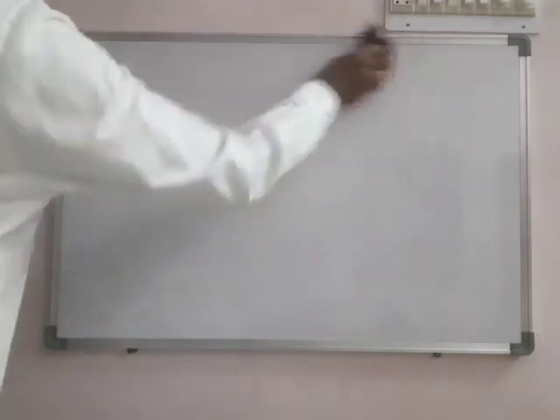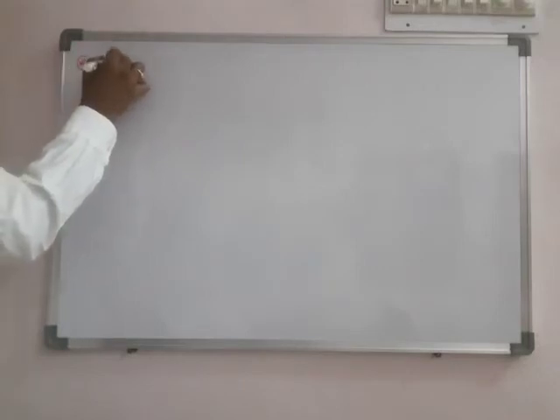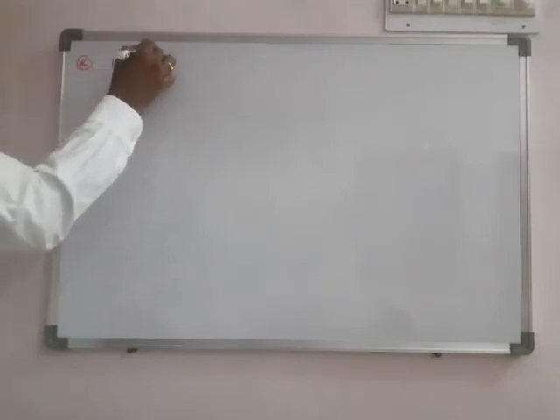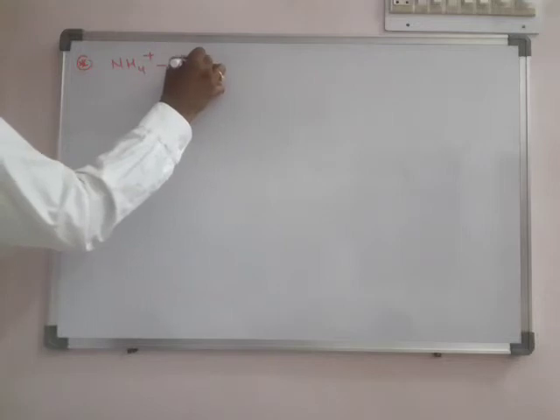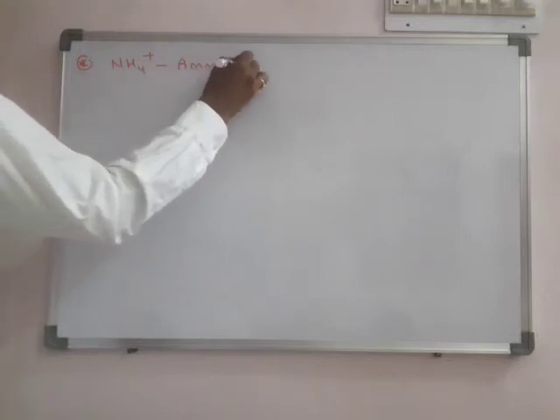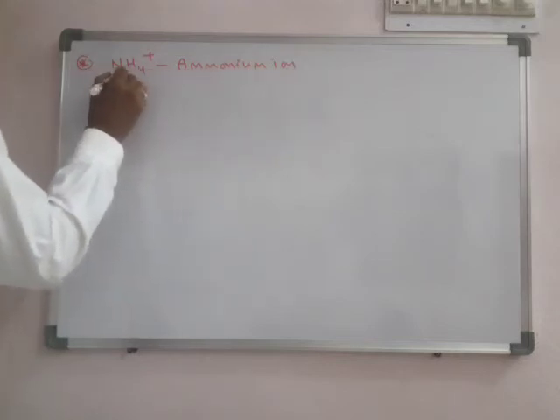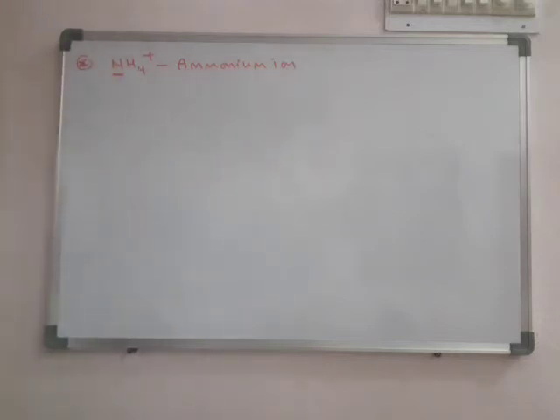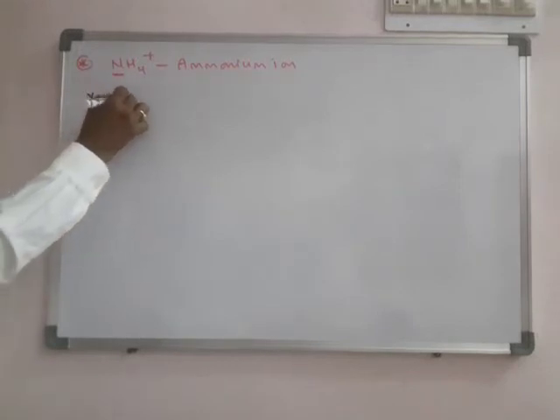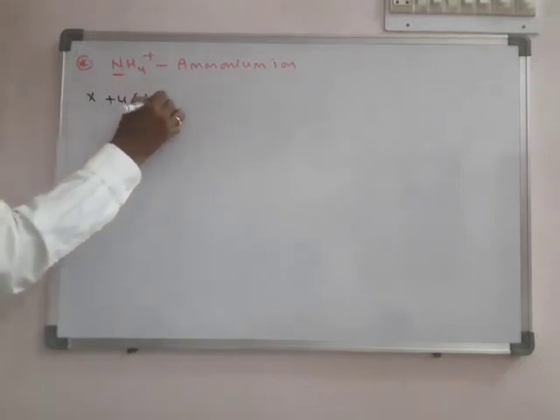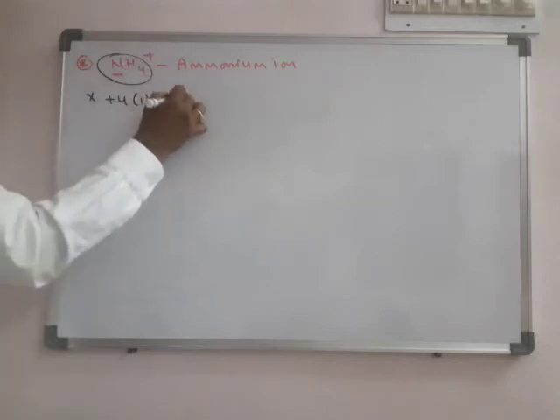Now we see oxidation state of some ions. NH4 plus. What is the name of this ion? Ammonium ion. So nitrogen, final shell. Ammonium ion. 4 into 1. So what is the overall charge? Overall charge plus 1.